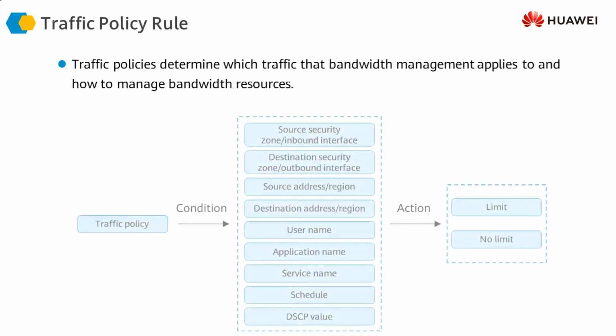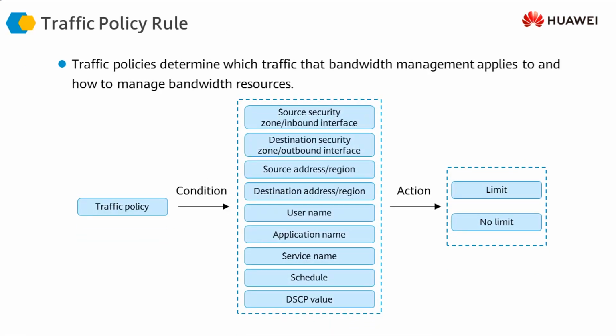So here we see the traffic policy. The traffic policy defines the traffic based on certain criteria or conditions. We can define the traffic based on source security zone or destination security zone, or the direction of the interface, inbound interface or outbound interface, source address or region, destination address or region, username, application name, service type, schedule, and DSCP values. We can define the traffic based on one or more of these parameters.